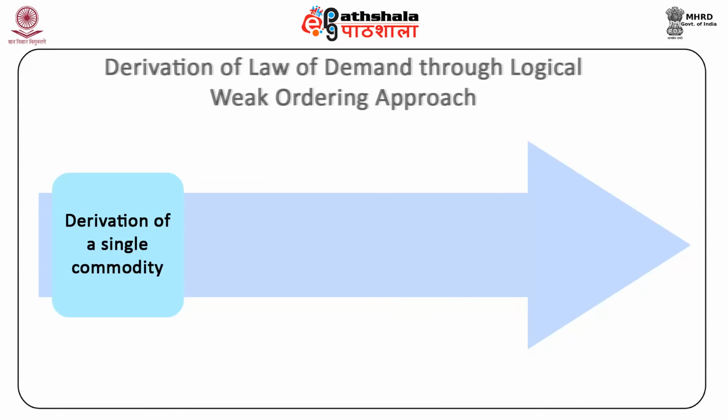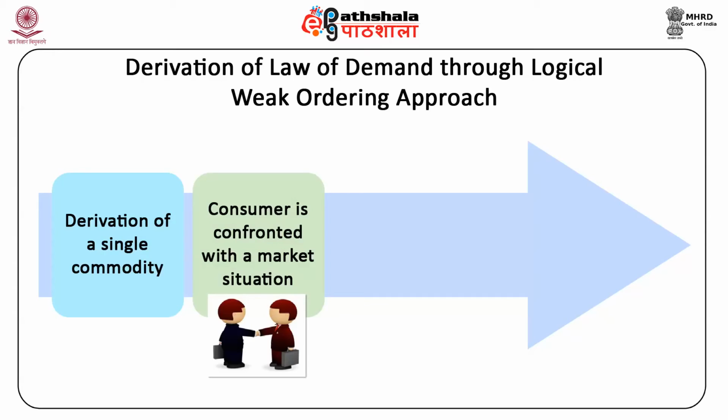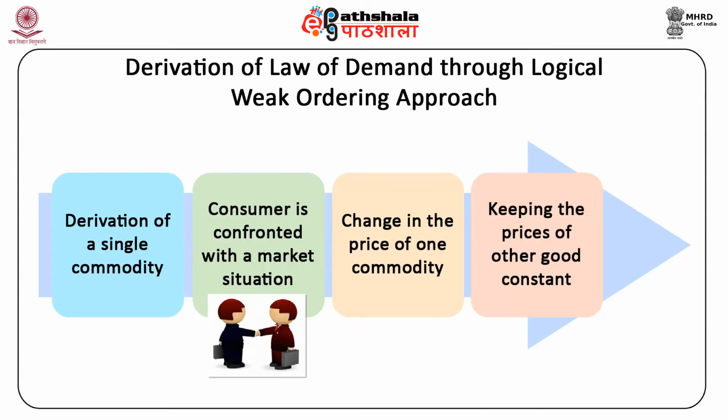In the derivation of a single commodity, the consumer is confronted with a market situation where there is a change in the price of one commodity only, keeping the prices of other goods constant. He derived the law of demand by decomposing the price effect into substitution effect and income effect.